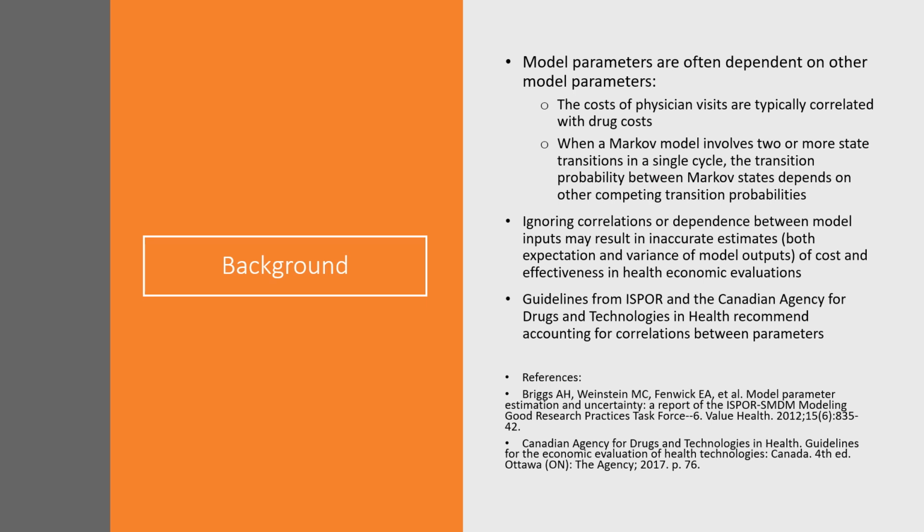In health economic evaluation, model parameters are often dependent on other model parameters. For example, family doctor visits and specialist visits may be correlated, and the costs of physician visits are typically correlated with drug costs. Markov models are frequently used in health economic evaluations.